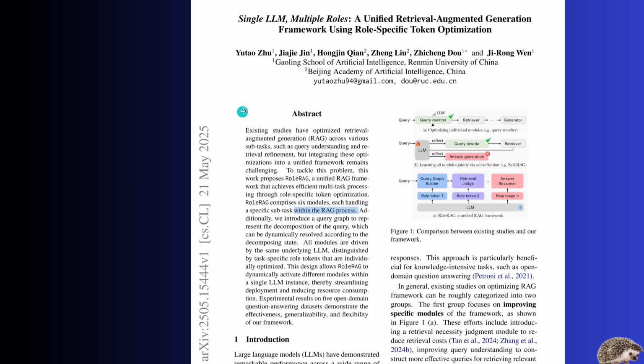Or same day, May 21st, we have here Renmin University of China and Beijing Academy of Artificial Intelligence, single LLM, multiple roles, a unified retrieval augmented generation framework using role-specific token optimization within the handling of subtasks within the RAG process itself. Absolutely fascinating here. They propose a RoleRAG system for a unified RAG framework to achieve efficient multitask processing through role-specific token optimization.